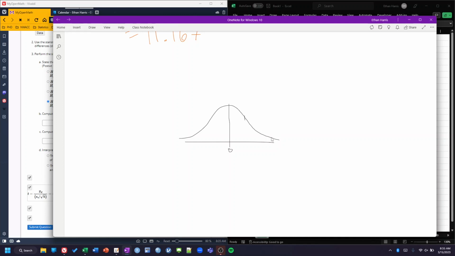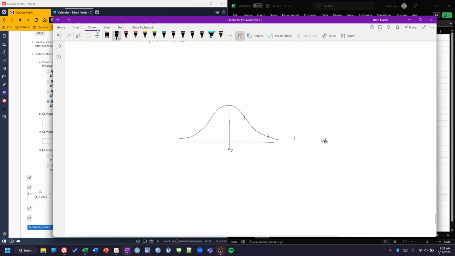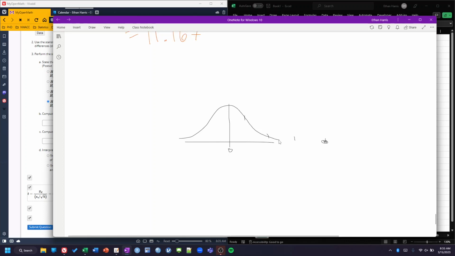So we've got 1 standard deviation there, 2 standard deviations, 3 standard deviations, and 4 standard deviations. So this is where our x bar d landed. We're really far away from the mean. And the p-value is going to be the area under the curve, if our curve actually extended out that far.